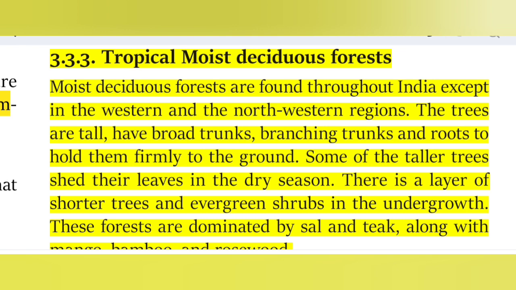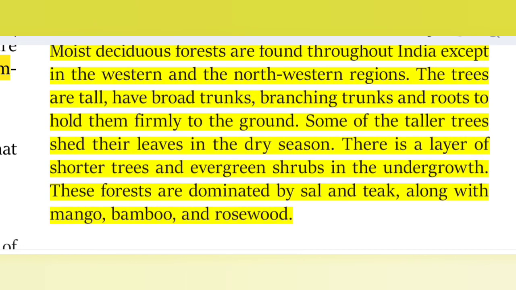The trees are tall, have broad trunks, branching trunks and roots to hold them firmly to the ground. Some of the taller trees shed their leaves in the dry season. Very important that some of the taller trees shed their leaves in the dry season in tropical moist deciduous forest. There is a layer of shorter trees and evergreen shrubs in the undergrowth. These forests are dominated by sal, teak, along with mango, bamboo, rosewood.